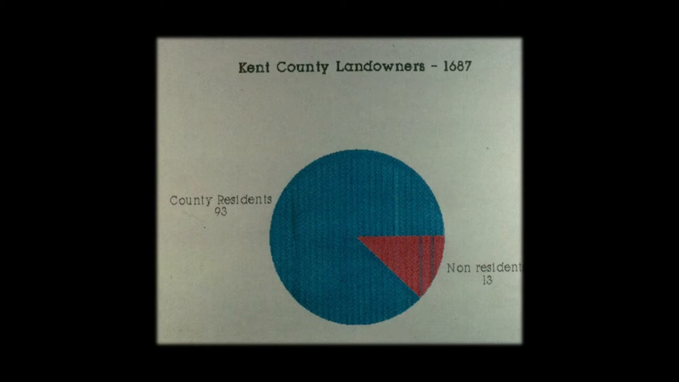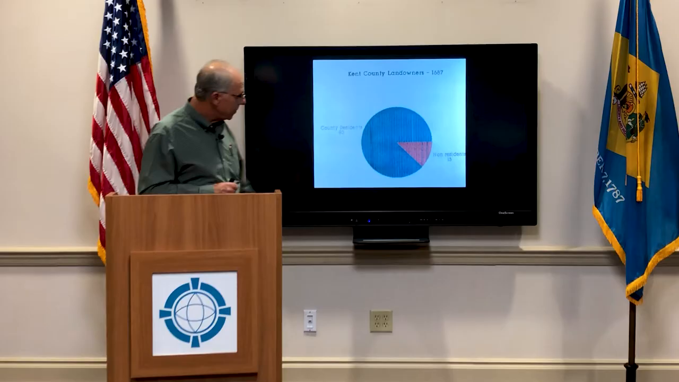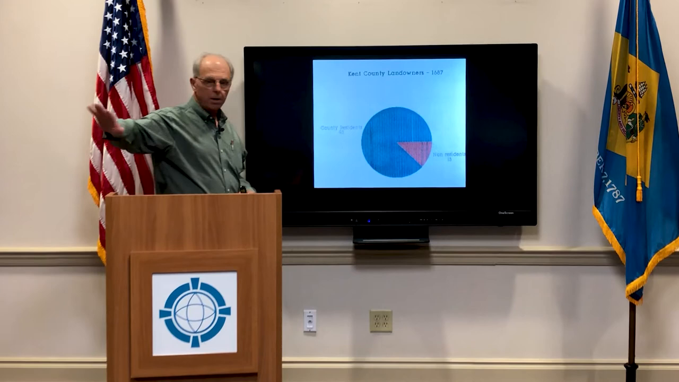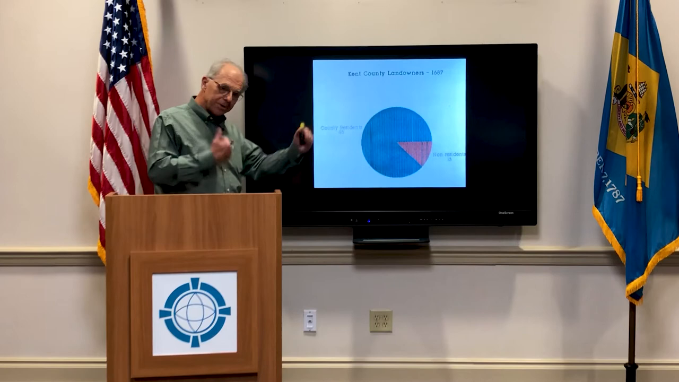The first thing that we looked at were the landowners themselves. How much land are they owning? And of the 106 households that were present, 93 were actually resident on the land itself. Non-resident were 13. These were people who owned the land for speculative purposes, perhaps, but who were not there. But they were listed as a landowner among this group.